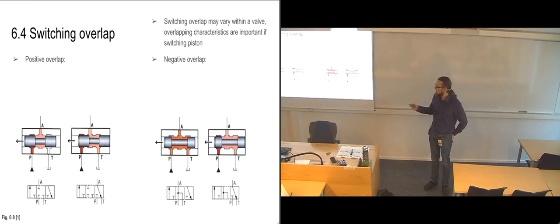And for the negative overlap, we would get the same effect. So as we move it even further over, this piston is going to block off the return line, and we're going to get full flow just between the pump and the component.